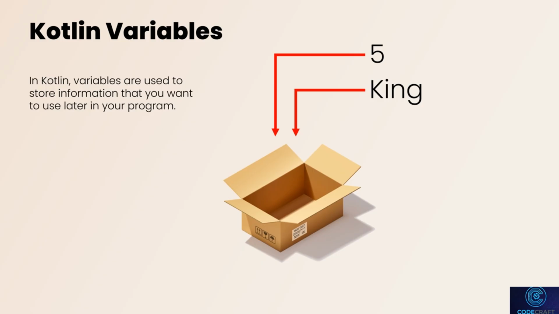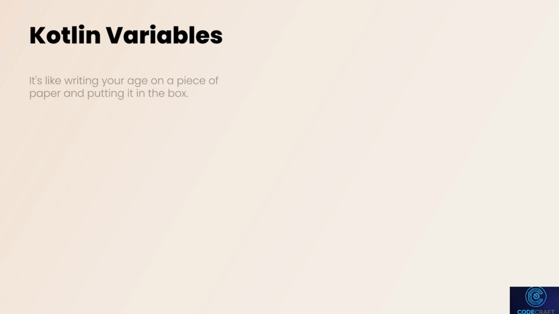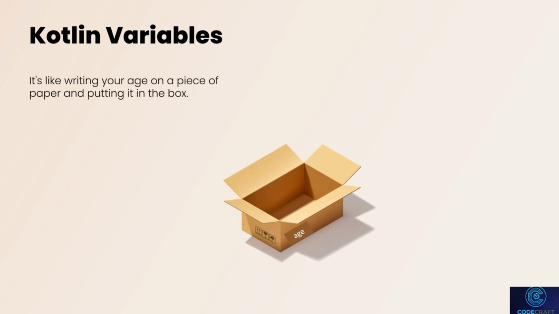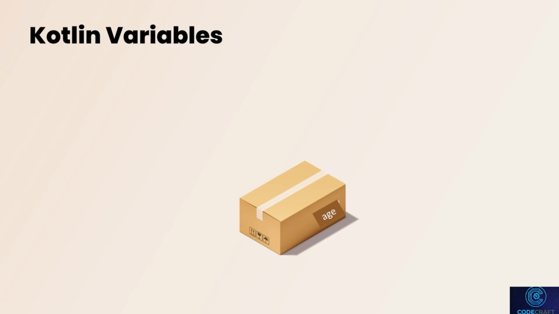magical box. Let's take an example. It's like writing your age on a piece of paper and putting it in this box. This box is called age. In this way, I am keeping the value 25 inside this container named age for later use. Let's move to Android Studio and start creating Kotlin variables.